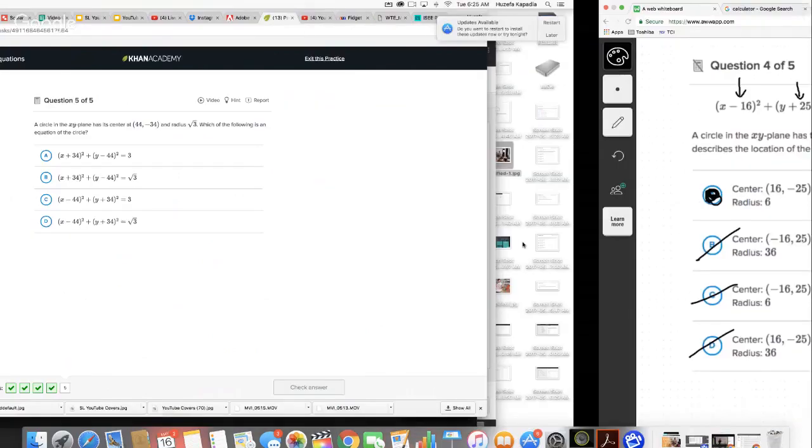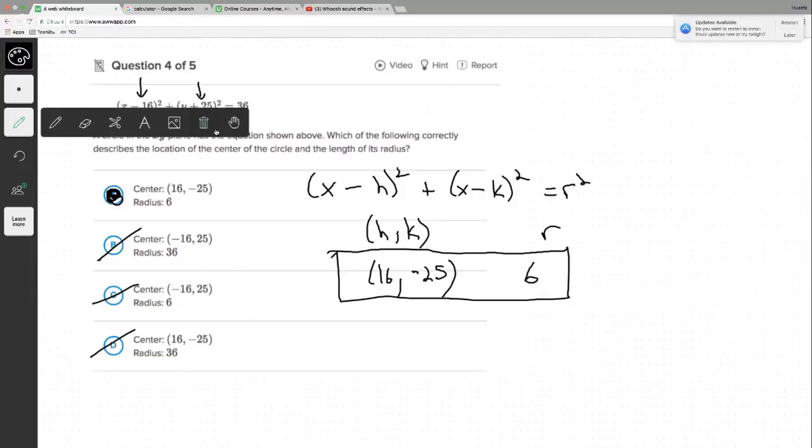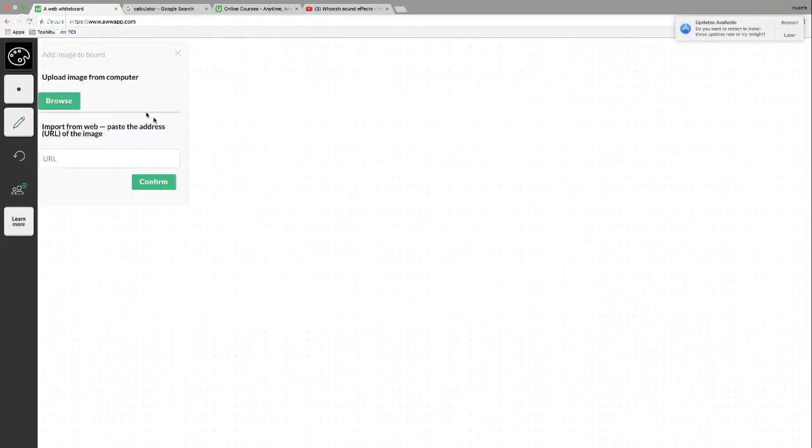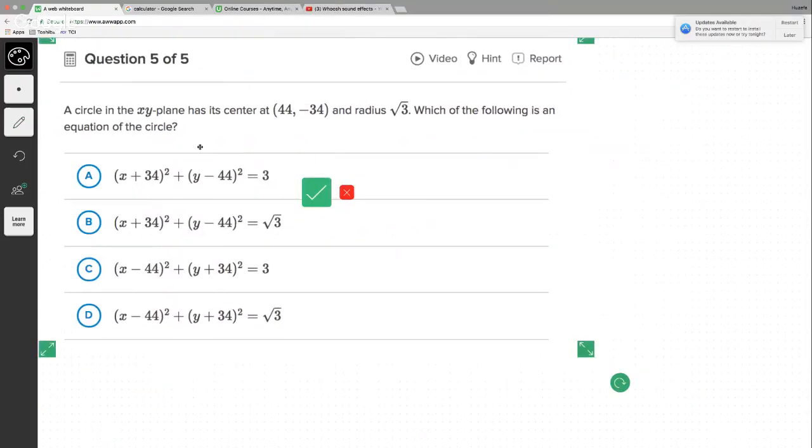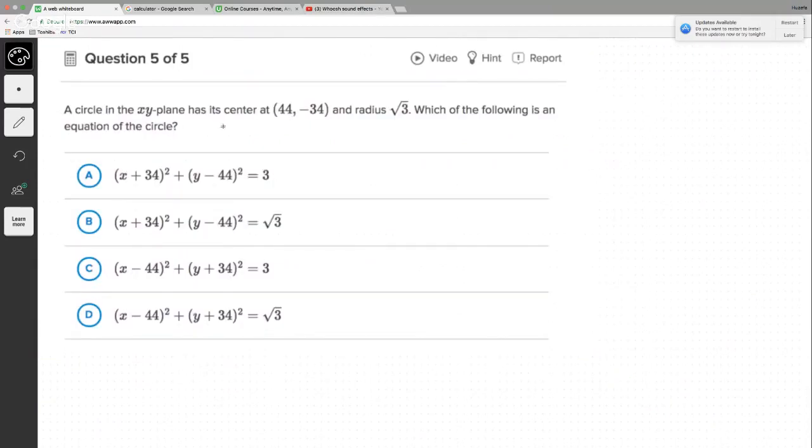All right, final question, question 5. Let's get it up on the board here. Question number 5: a circle in the xy plane has its center at (44, -34) and radius square root 3. Which of the following is the equation of the circle? They want you to go backwards. So I'm going to map out the equation one more time for you guys, and you're going to see exactly how to plug it in, because this one is really not bad if you have all these different pieces.